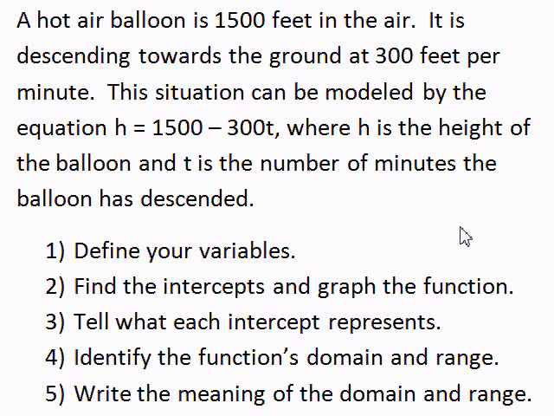A hot air balloon is 1,500 feet in the air. It is descending toward the ground at 300 feet per minute. The situation can be modeled by the equation h equals 1,500 minus 300t, where h is the height of the balloon and t is the number of minutes the balloon has descended.